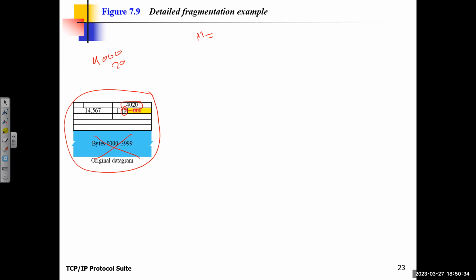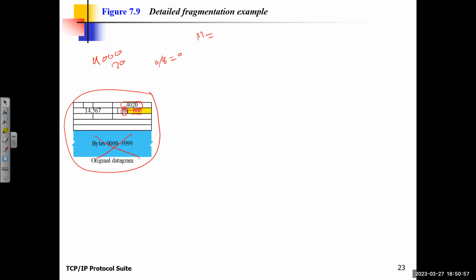Let's see. All right. So what is the 0, 0, 0? Yeah, but what's the field? The offset. Correct. So that's why the offset is 0, 0, 0. Why is it 0, 0, 0? What is the beginning? 0 divided by 8 equals 0. So now that's the original.